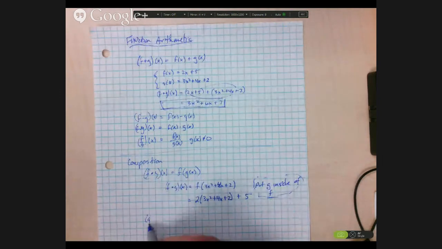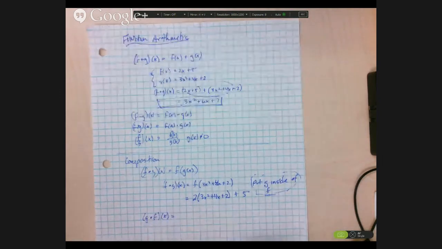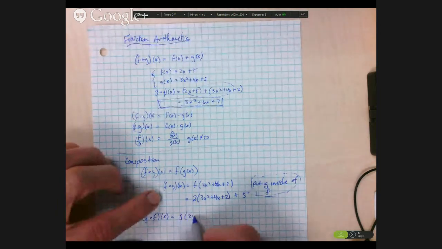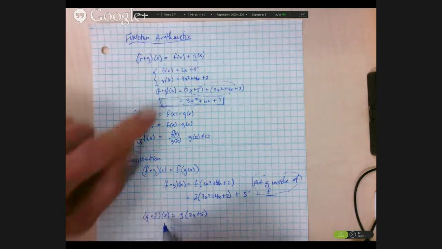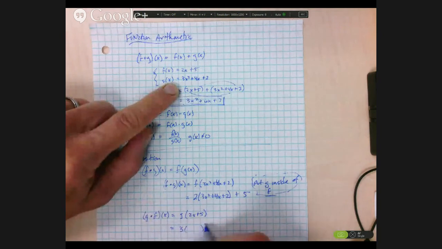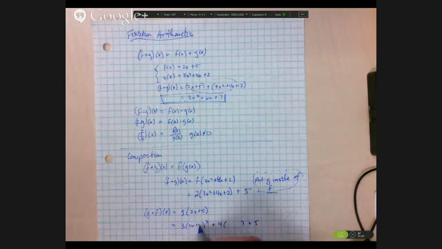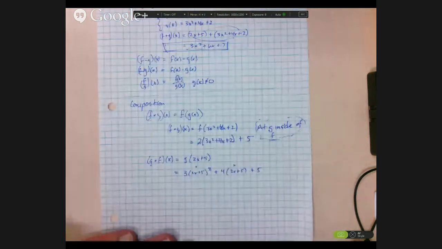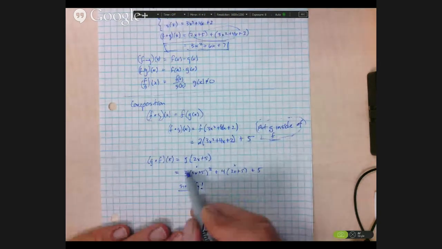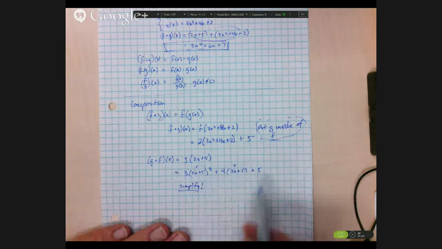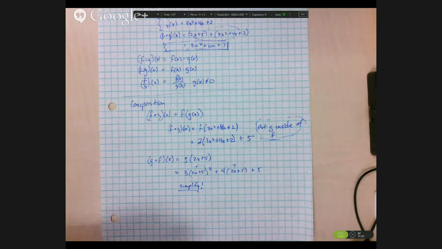I also could do g of f, where I put f inside of g. So 3 times, so everywhere there's an x, I put f. Okay, and then simplify. Here you would distribute, combine like terms, you're done. Be careful now with the domain.